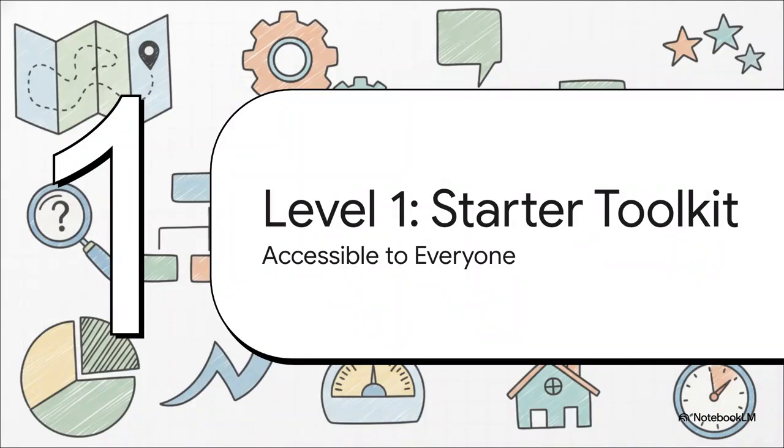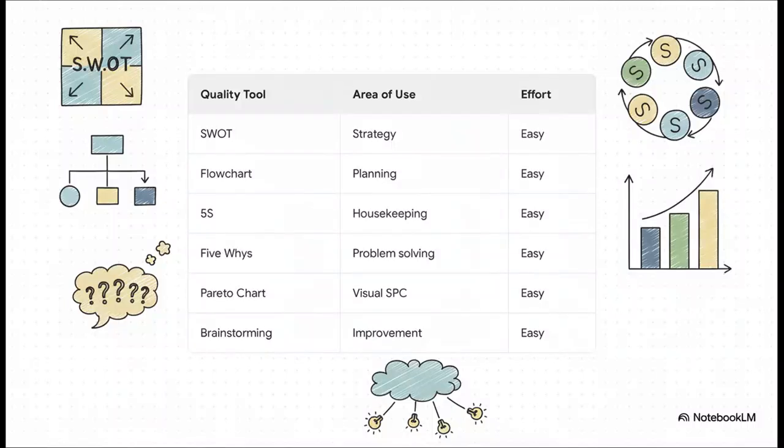All right, let's jump in with the first category, the Level 1 tools. These are the ones with just 1 star. This is your starter toolkit, full of things that pretty much anyone on your team can start using right away. And you'll probably recognize a lot of these. We've got SWOT for strategy, flowcharts for planning, and the classic 5 whys for getting to the root of a problem. You can see the table says they're all easy to apply, no special certification needed, just a clear problem to solve and you're good to go.